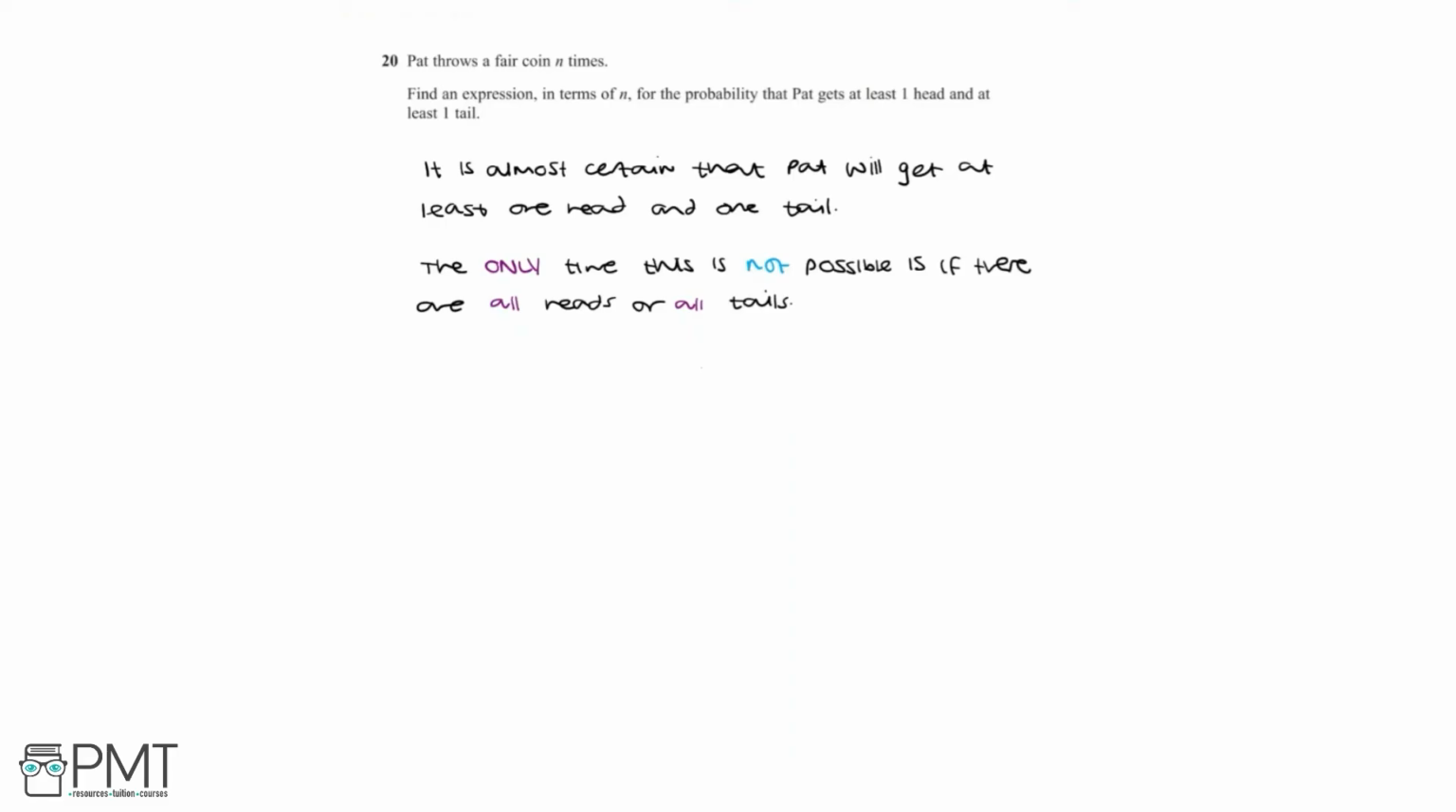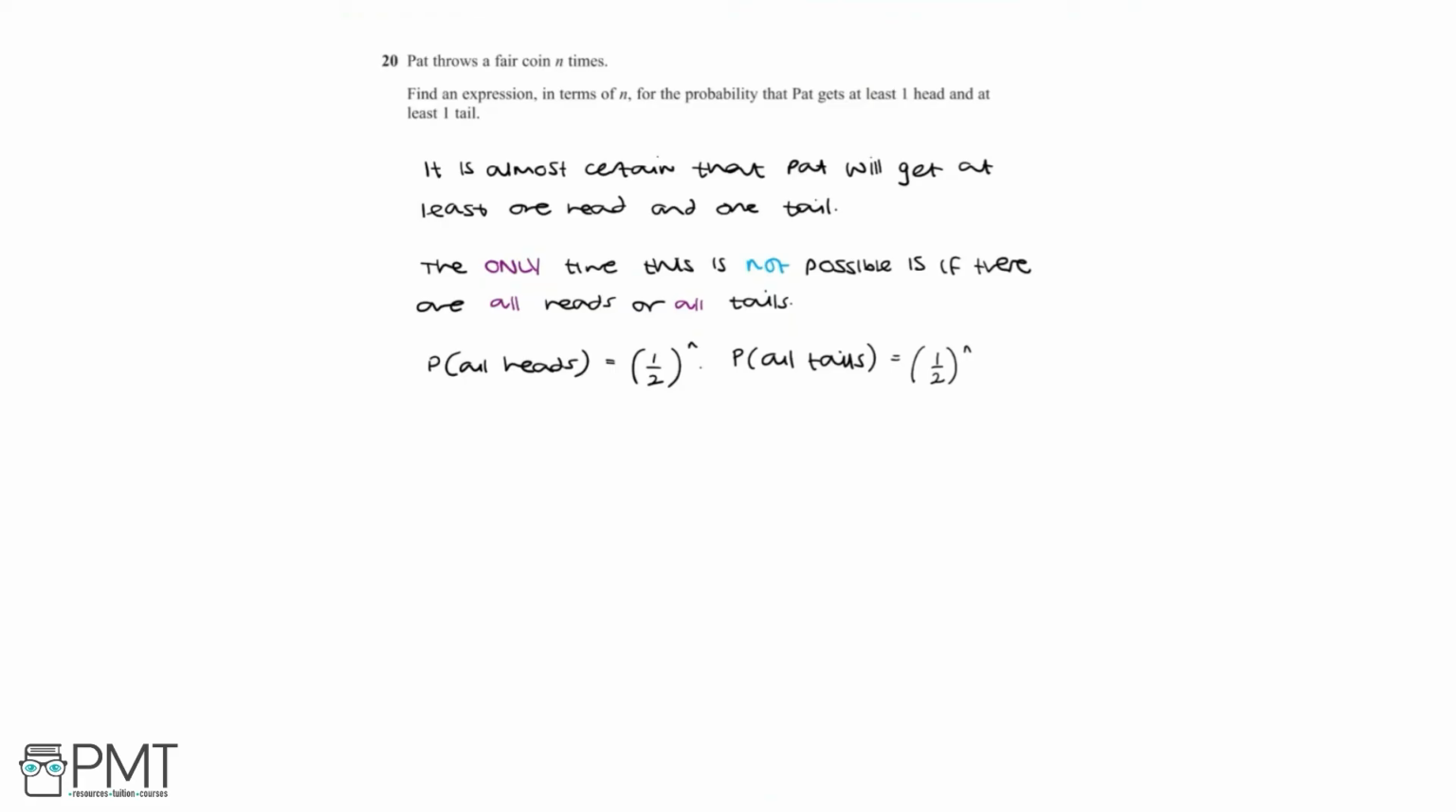And so to go about this question then, we can find the probability of finding all heads or all tails, and then find the probability of this not happening. And so let's start by finding the probability of getting all heads. Now remember that this is a fair coin, and so the probability of getting one head is equal to 1/2. But now the probability of getting a head n times would be 1/2 to the power of n. And we can do the same thing for tails. The probability of getting a tail is 1/2, but the probability of getting a tail all n times would be equal to 1/2 to the power of n.